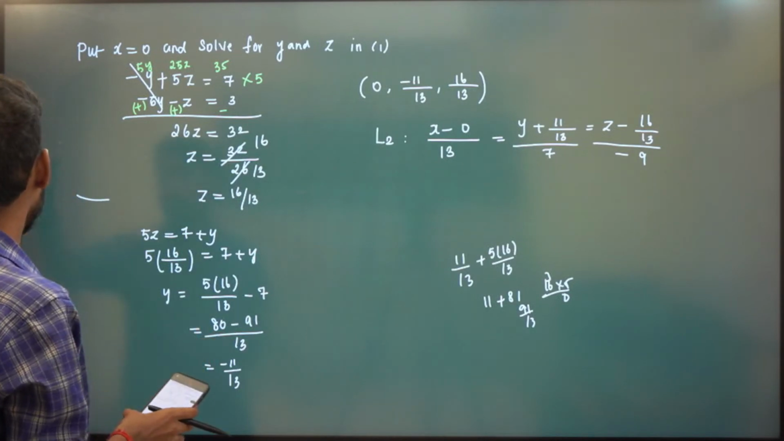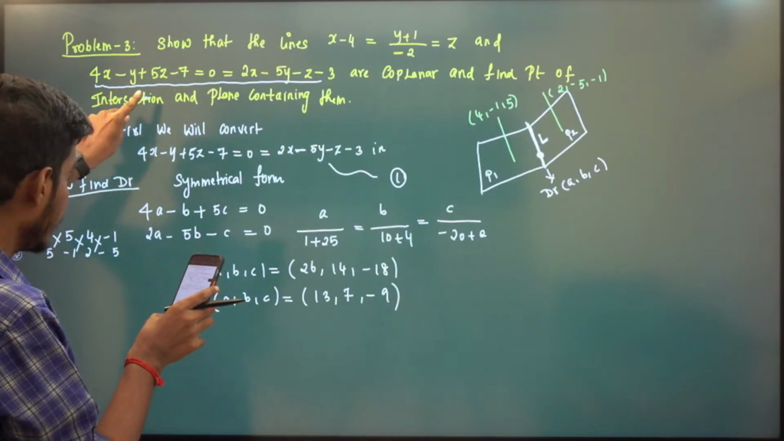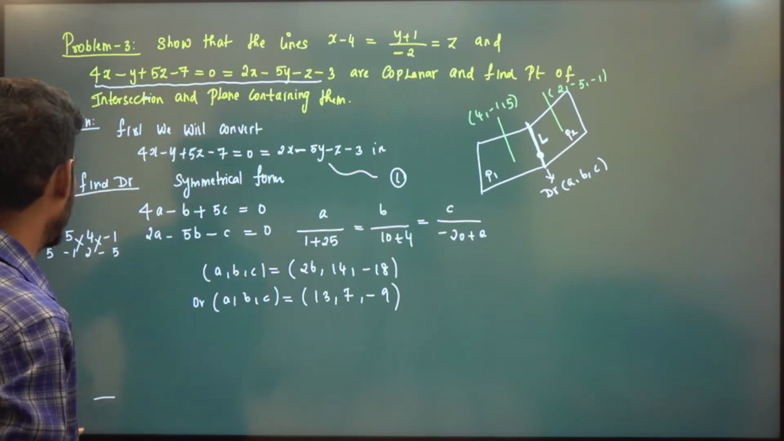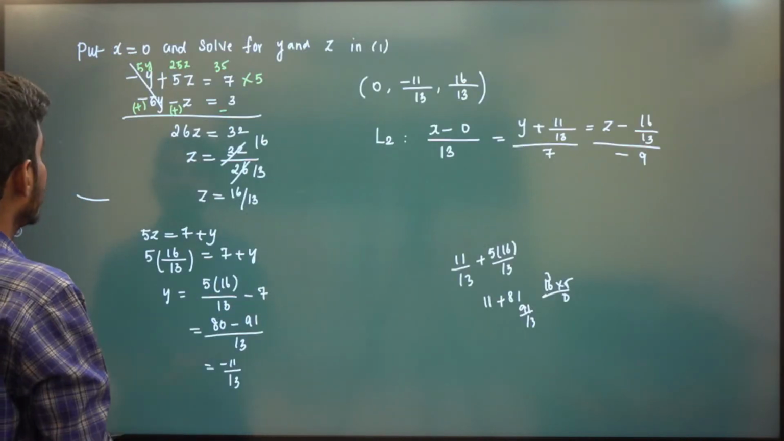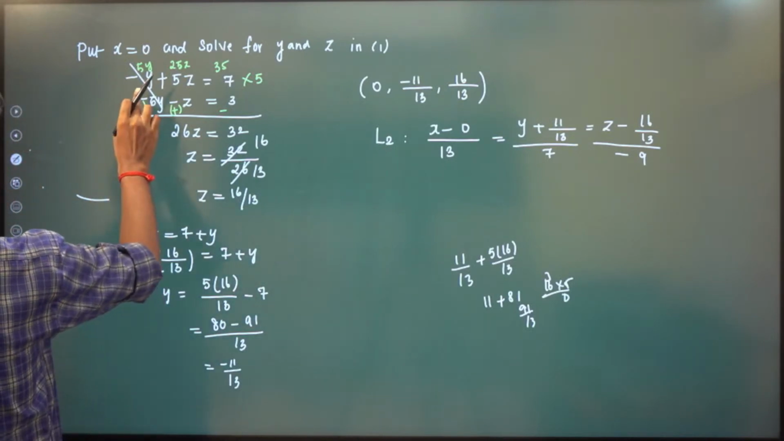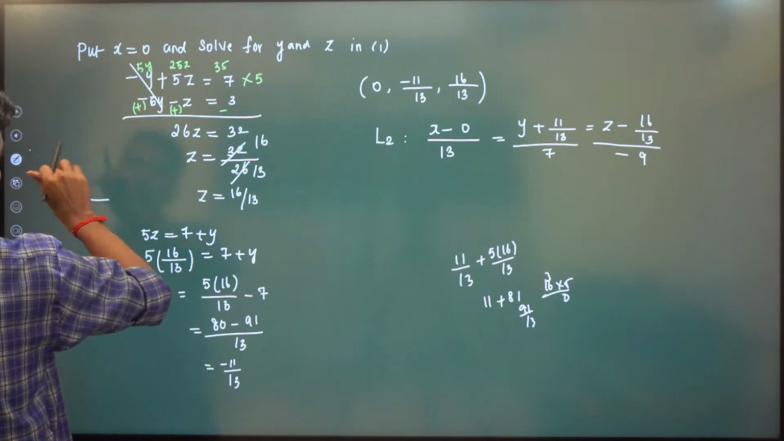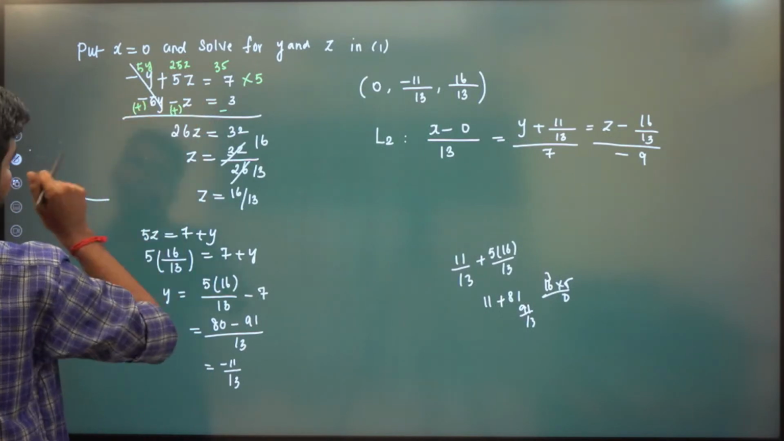4x, 4x minus y plus 5z equals 7, 2x minus 5y minus z equals 3. Okay. Now we'll solve for y and z. So if I multiply this by 5, 25, 35. So we need to change sign now. So this will be plus, plus, minus.